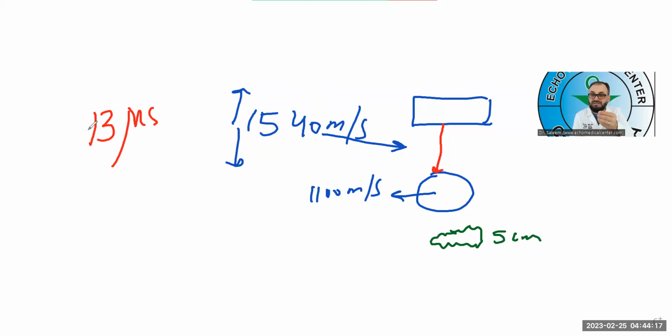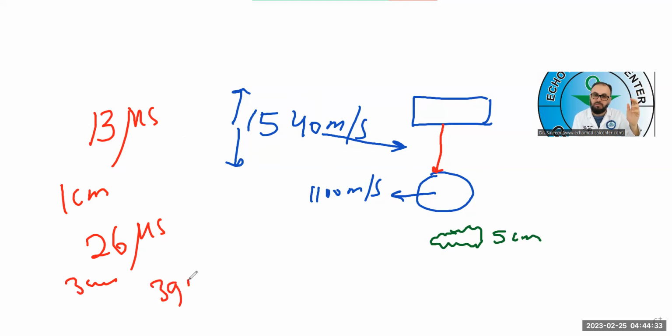When the sound pulse spends 13 microseconds, the machine automatically understands that you got 1 centimeter depth. For example, 26 microseconds, so the machine understands 3 centimeter depth. 39 microseconds, the machine understands that will be 4 centimeters. So, sorry, 26 is 2 centimeters and 39 is 3 centimeter depth. So the machine goes by the timing, how much time the pulse spends, correct? So now, in this case, here the speed was okay. Everything was normally calculated by the machine.